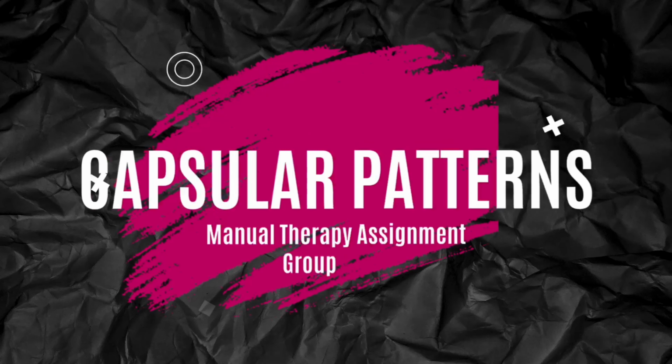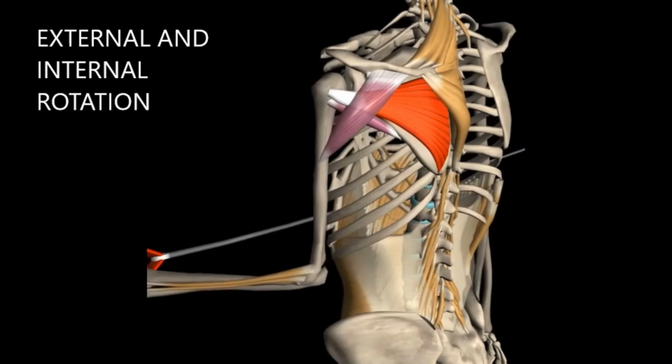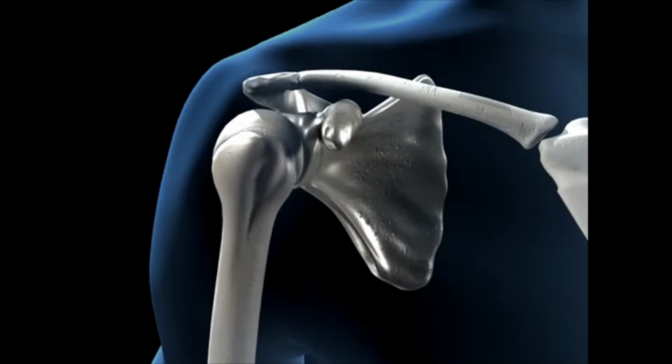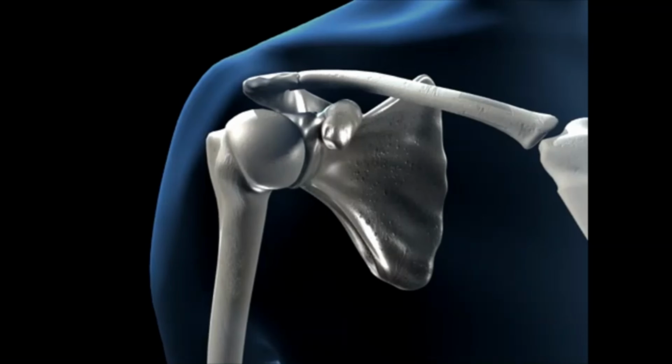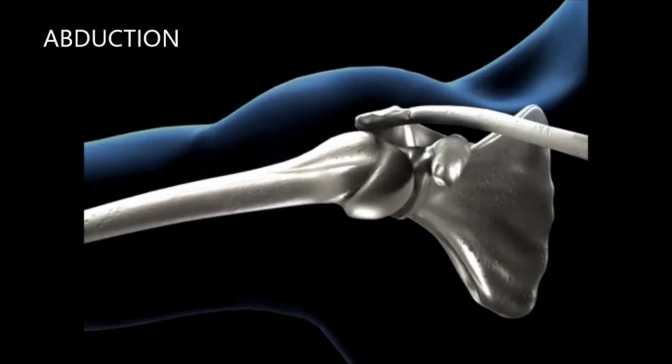Capsular pattern refers to a characteristic pattern of loss of passive range of motion in a joint that is associated with joint capsule pathology. In the shoulder joint, the capsular pattern dictates that motion restrictions occur first in the external rotation, then in abduction, and third in the internal rotation. In the early stages of capsular restriction, you may only see limitations to the external rotation.